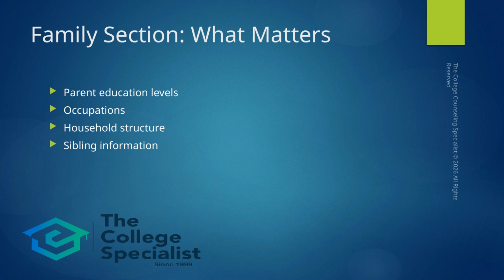Sibling information helps colleges understand family dynamics, especially if you're the oldest, the youngest, or one of many children. None of this is used to penalize students. It's used to interpret your achievements fairly. A student balancing childcare responsibilities or contributing to the household may have a very different daily reality than someone with fewer obligations. The family section ensures colleges read your application with empathy and context.